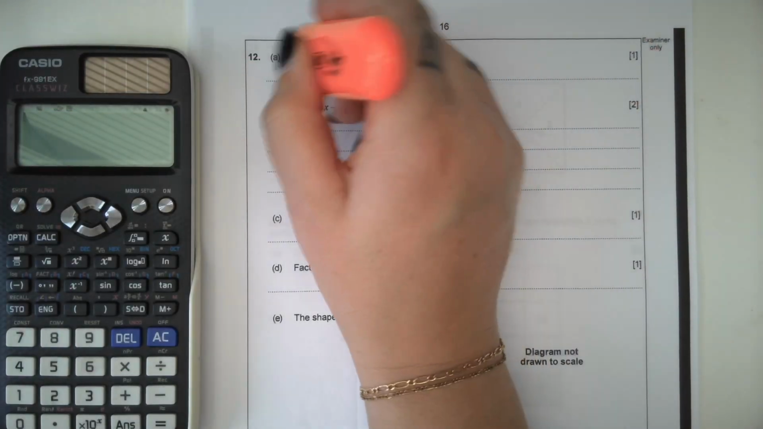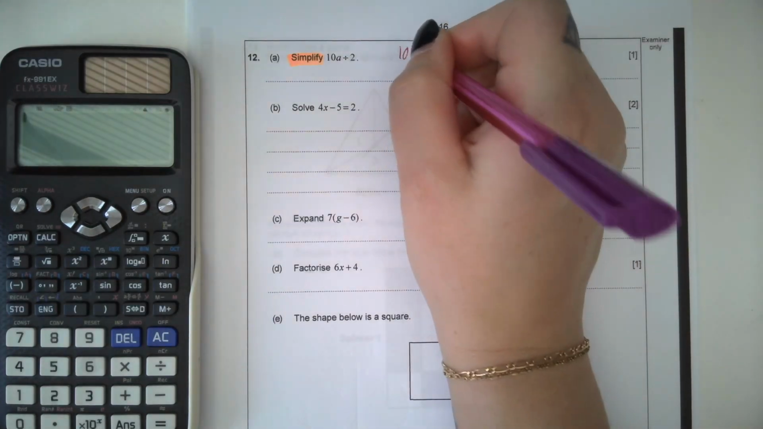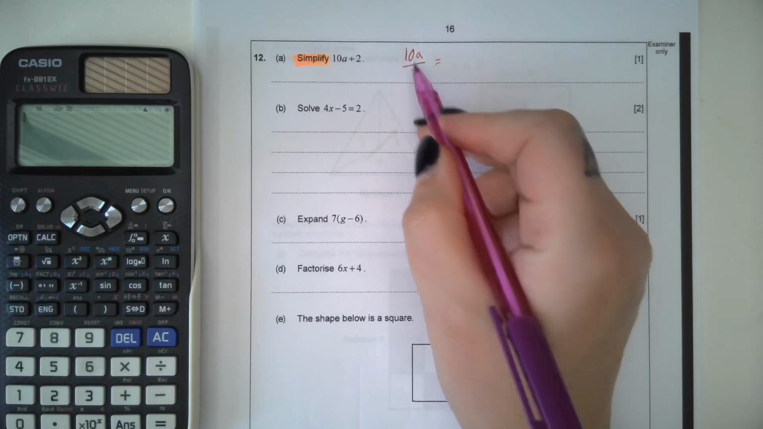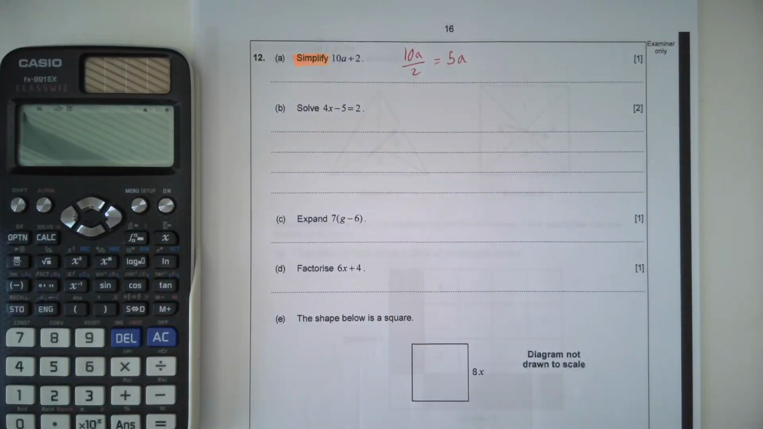(12a). Simplify 10a divided by 2. So it's 10a divided by 2. 10 divided by 2 is 5, and then we've got the a left, so our answer is 5a.